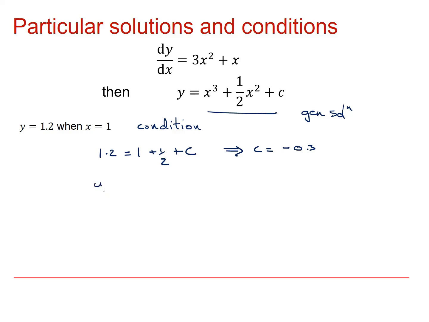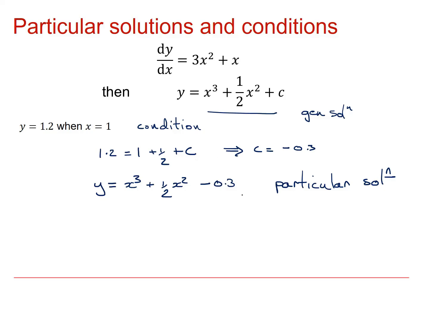So I get a solution x cubed plus a half x squared minus 0.3, and this is called a particular solution, and it satisfies this condition.